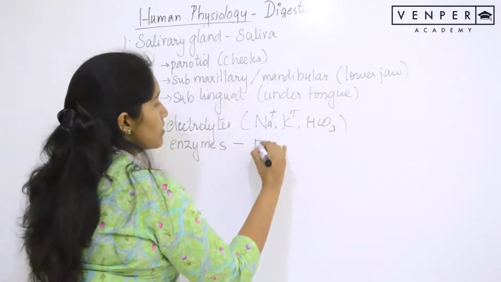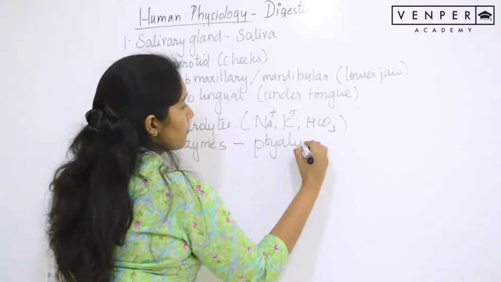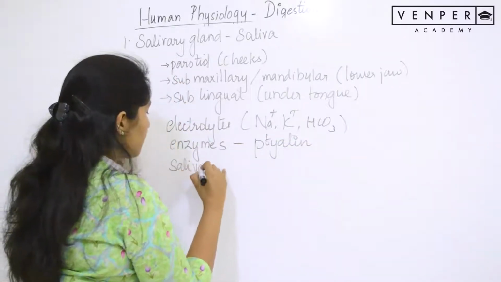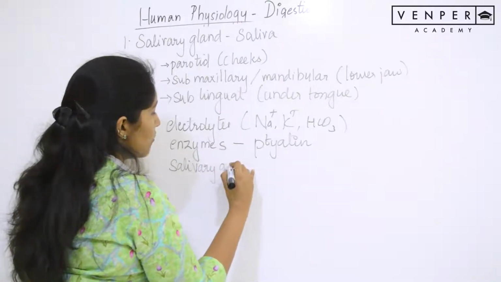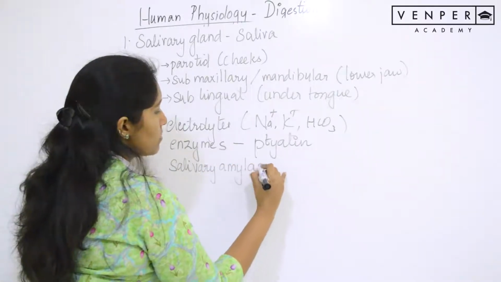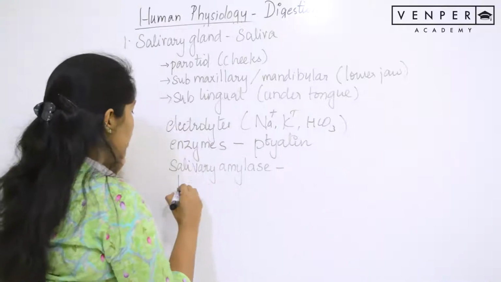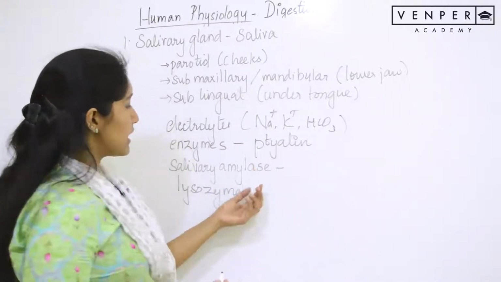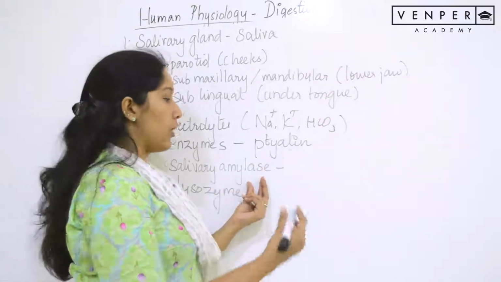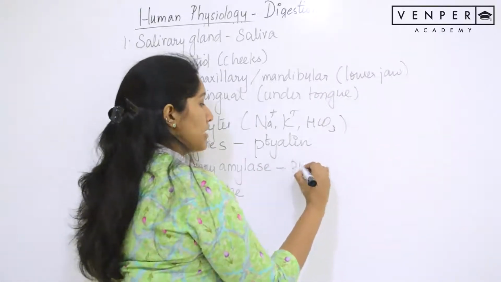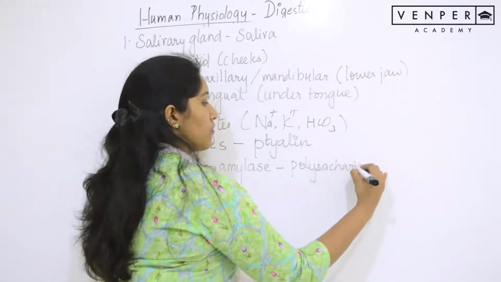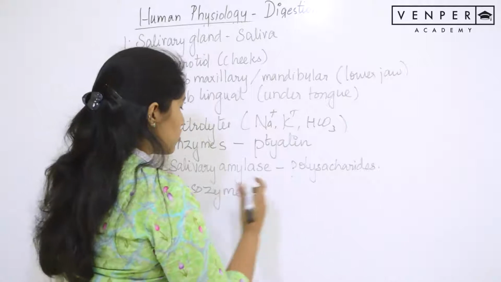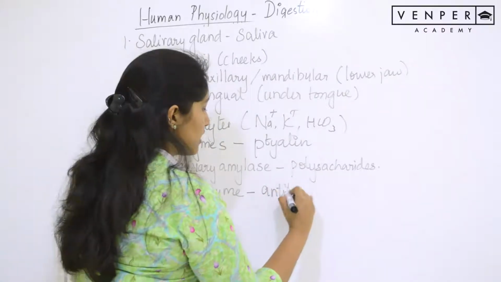The salivary enzyme is called ptyalin, and then you have the most important one, salivary amylase, and finally you also have lysozyme. The salivary amylase helps in the breakdown of polysaccharides, especially into maltose, and lysozyme has antibacterial activity.